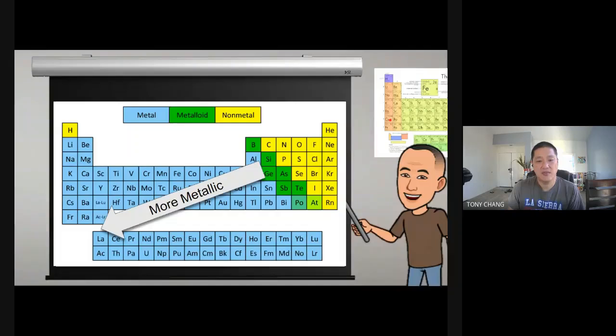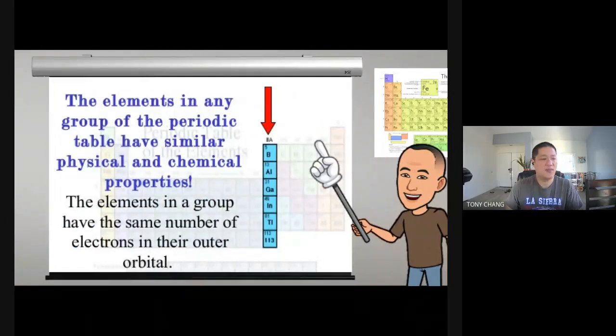More metallic, more non-metallic. All right. Now, let's talk about groups. I know I talked about groups a lot, but let's review it because you're going to need it for your homework assignment. Your homework assignment is worth 18 points. It's not the 10 points. It's more than that because we're covering 2 sections. All right, so it's going to be worth 18 points.